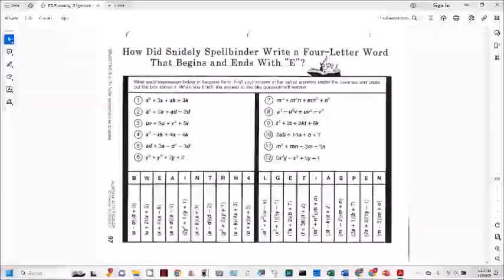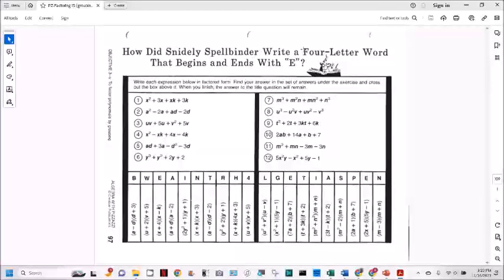So for this puzzle, we're trying to solve the riddle, how did Snidely Spellbinder write a 4-letter word that begins and ends with E? To do this, we have to take a look at these expressions, write them in factored form, and then match that with an answer that's down below. There's two different problem sets, each going with two different sets of answers. When we get a match, we cross out the letter in the box above our answer. So we're going to form an answer based off of what's left over after we've done all these problems. With that said, let's go ahead and see what the answer is.